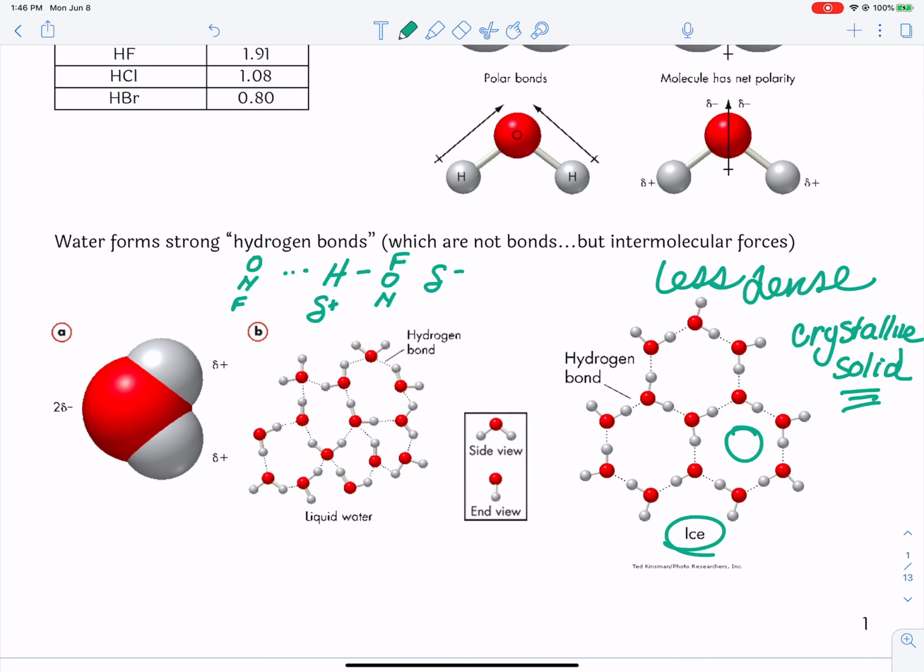So we're going to use everything we know about water and start talking about it in terms of the solutions that it makes.